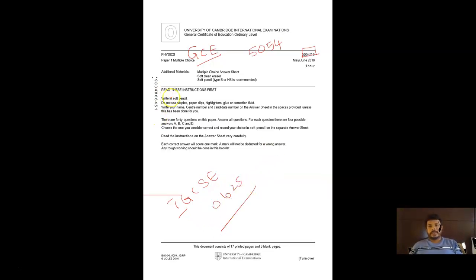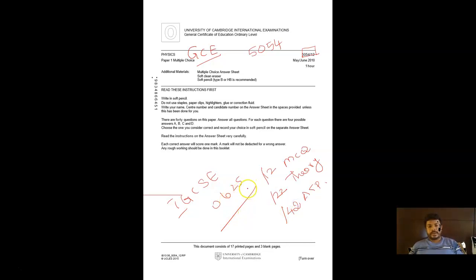Okay, here you see there are three papers. The first paper is MCQ, the second paper is theory, and the third paper is ATP. The MCQ code number will be 505412, the theory paper is 22, and the ATP is 42.